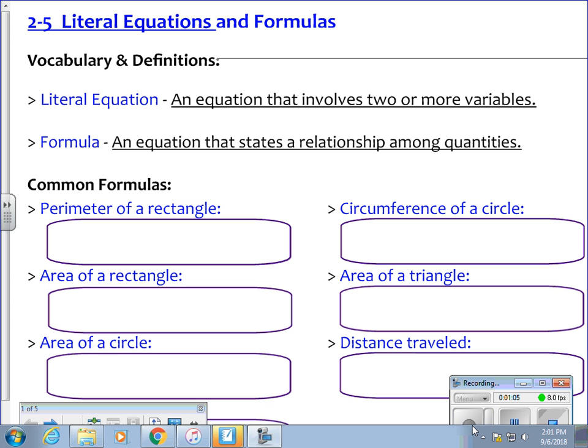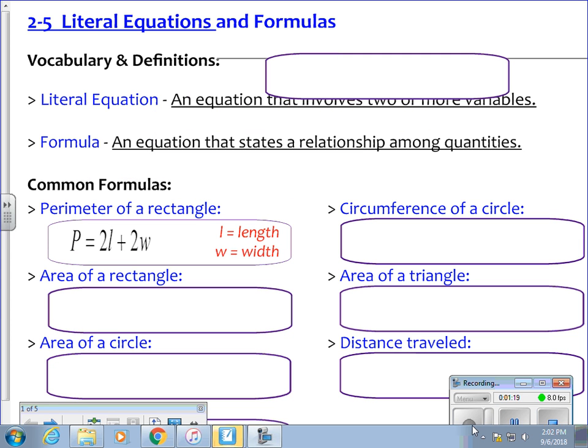Today we're working with these. Most of what you're going to be doing today is rearranging things. You're going to be rearranging equations and rearranging formulas. So the formula for the perimeter of a rectangle is 2 times the length plus 2 times the width, where L is the length and W is the width. P equals 2L plus 2W.